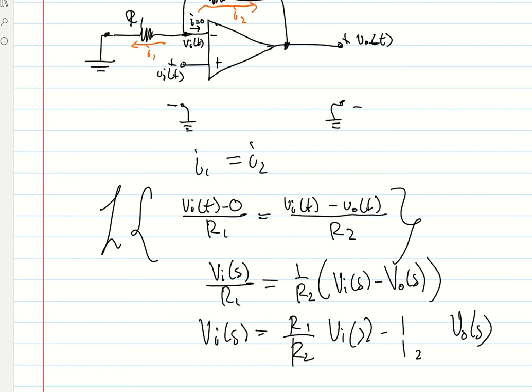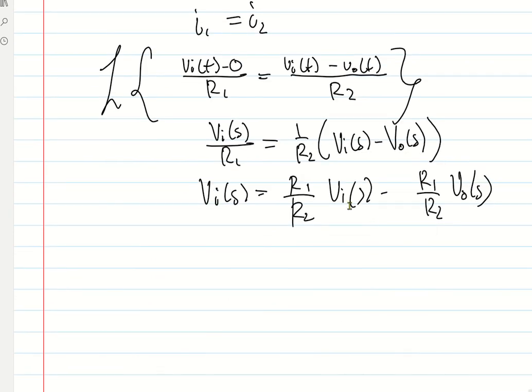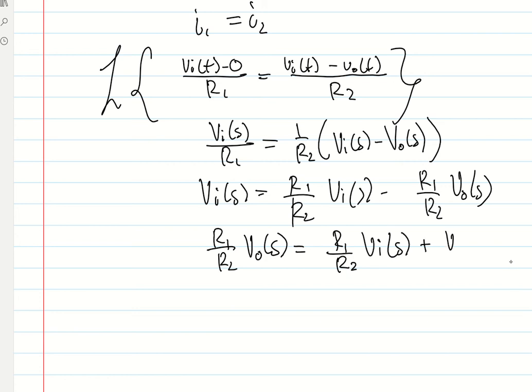Or wait, there's the minus here. R1 over R2. If we distribute that R1 over R2, then if we put V out at one side and V in at the other side, we have R1 over R2 V out is equal to R1 over R2 V in plus V in.